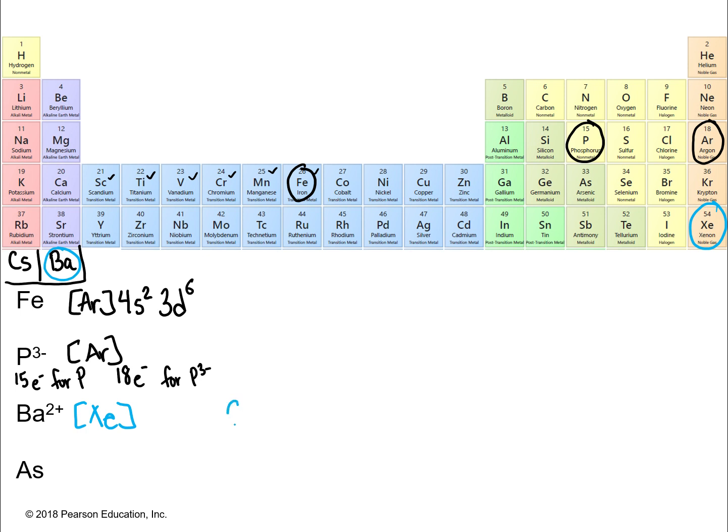Yeah, so let's say that we had cesium. The cesium ion, it will lose its valence electron to become cesium plus. Its noble gas configuration will also be xenon, the same thing as the barium, because they're both losing the electrons in the 6s orbital.